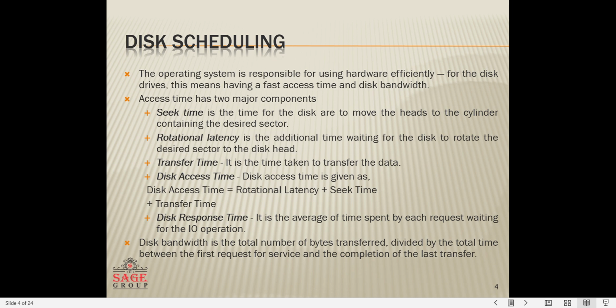And the last one is the disk response time. It is an average of the time spent by each request waiting for I/O operations. Disk bandwidth is the total number of bytes transferred divided by the time between the first request for service and the completion of the last transfer.